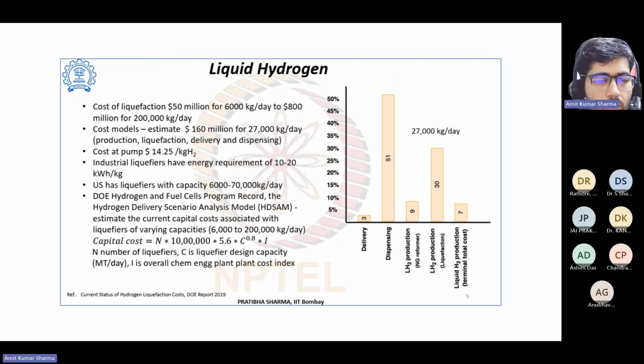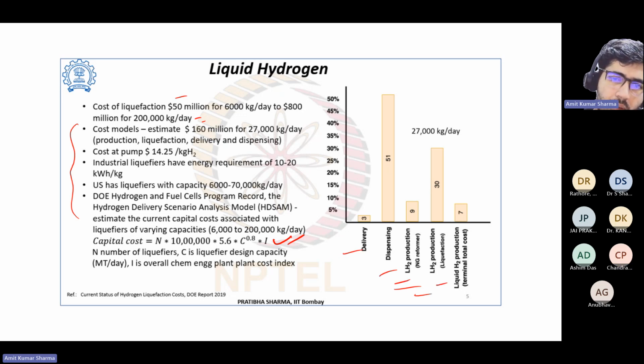For liquid hydrogen, the cost of liquefaction is 50 million dollars for 600 kg per day to 800 million for 2 lakh kg per day. We have covered this already. We know this equation, and we can find the capital cost required for liquefaction. If you see the cost components for delivery, dispensing, production, and liquefaction, you can see the major part is coming here.